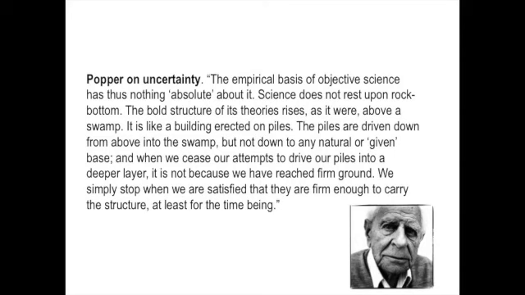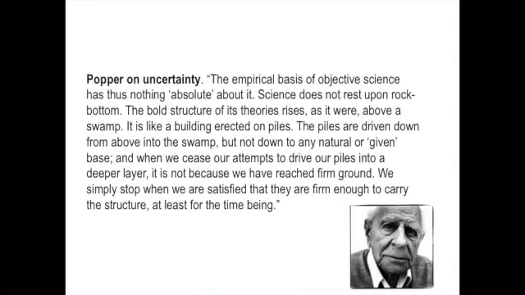What's wrong with partial knowledge? And to defend that, I call upon the great philosopher Karl Popper. The empirical basis of objective science has nothing absolute about it. Science does not rest upon rock bottom. So what he's saying there is there's no decisive data. There's ever no decisive data, and evaluators know that. There's no decisive proof that a program works or not. But then he goes on to say, the bold structure of its theories rises, as it were, above a swamp. It's like a building erected on piles. His notion of empirical work is driving down into these piles from above into a swamp. So he says the piles are driven down from above into a swamp, but not down to any natural or given layer. So the evidence can only go so far.